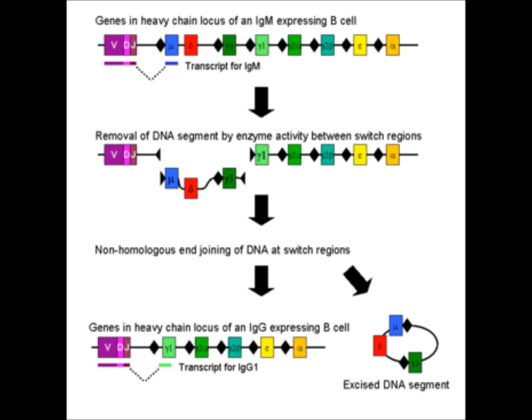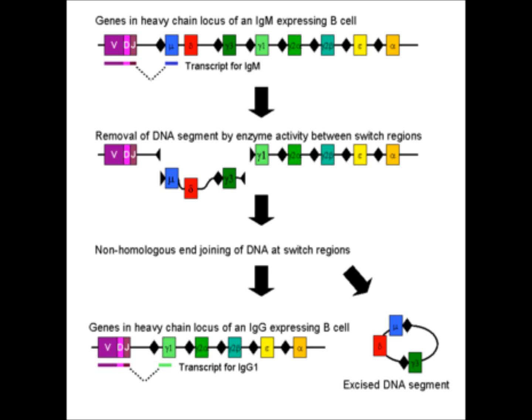Naive B cells can only express IgM and IgD isotypes. In these cells, the heavy chain immunoglobulin locus has previously undergone VDJ recombination that placed rearranged V, D, and J segments upstream of the C mu and C delta constant regions.